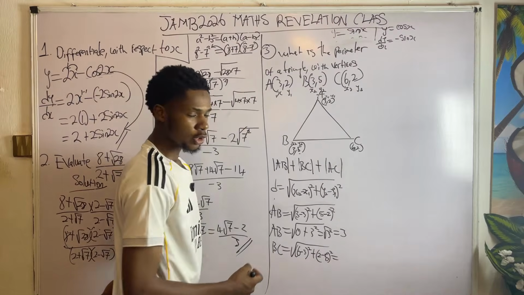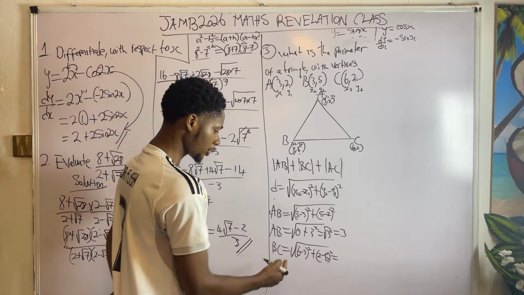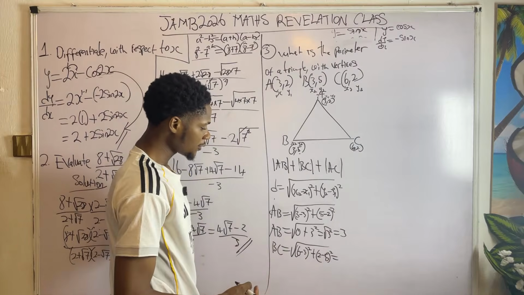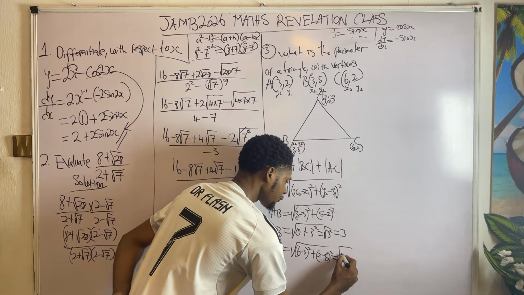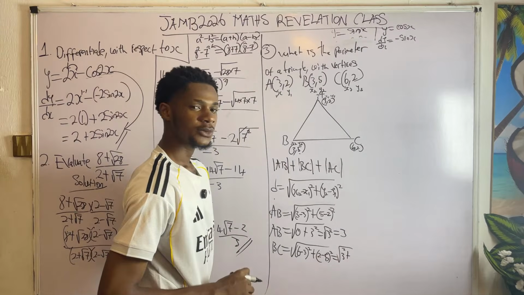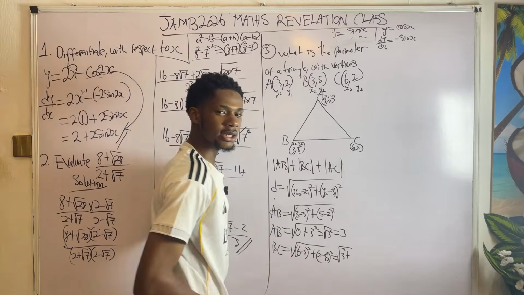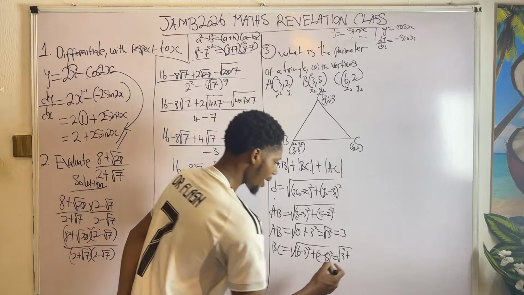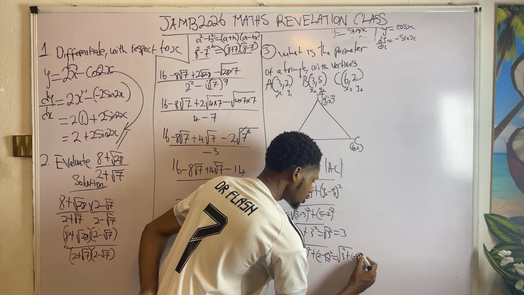And that will be equal to... I want us to solve it without wasting much time. Okay, 6 minus 3, that's what now? 3 squared. So we have the square root of 3 squared plus 2 minus 5, that is minus 3. Now, minus 3 squared is the same thing as 3 squared. Okay, so we have minus 3 squared.